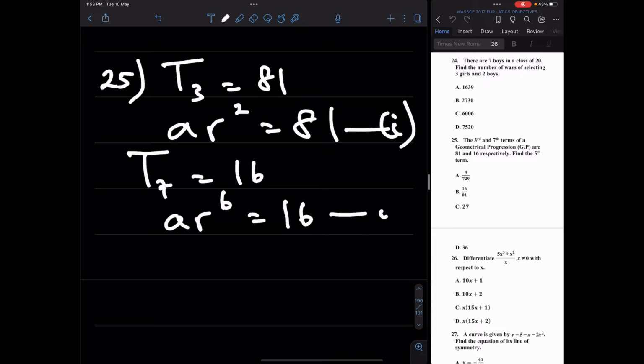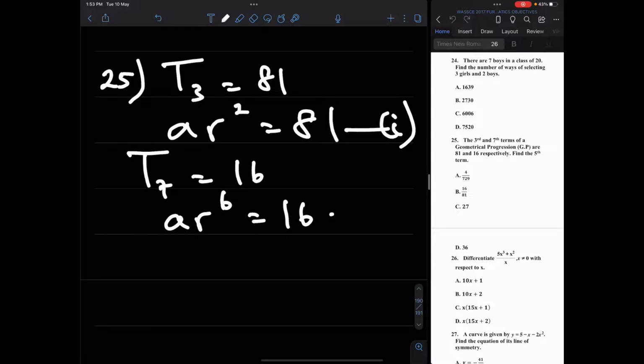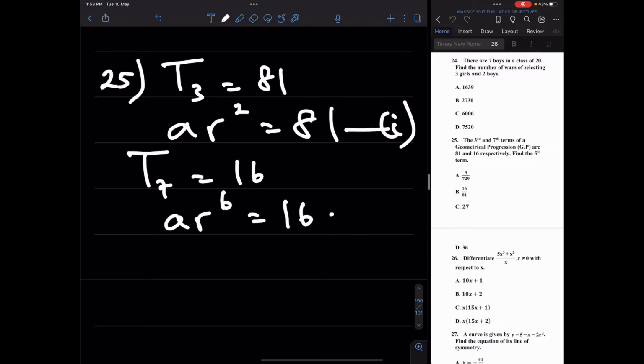That's A. Now, therefore, the fifth term T5 of the GP, which is given by AR raised to the power 4, is going to be A, which is 729 over 4 times R, which is 2 over 3.